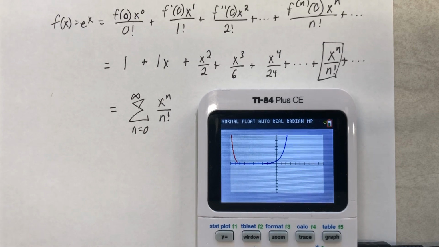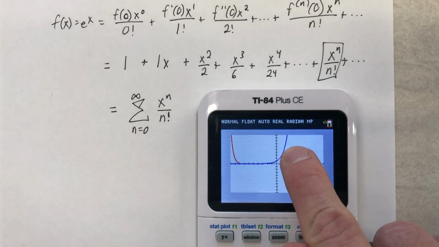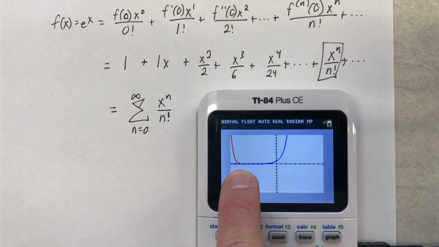There we go. See how accurate that is? Look how accurate it is right around there. And then it gets off here. So the more terms, the more accurate it will be.